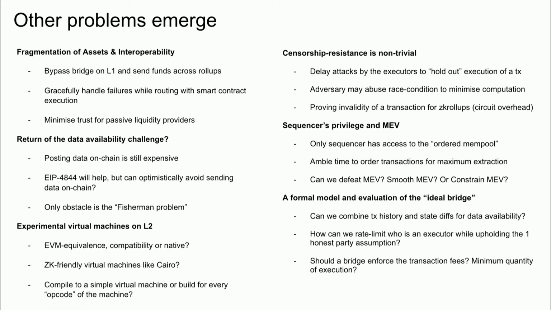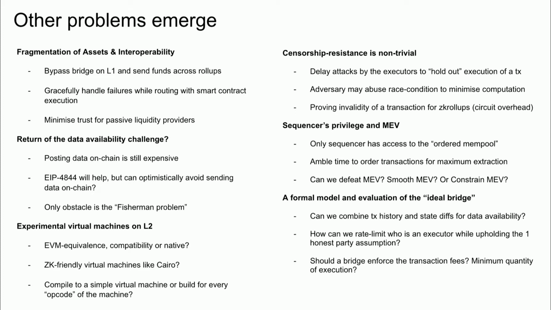But other problems emerge, and obviously I don't have a lot of time for this talk, but I'll summarize them. One is, what happens when you have 100 different rollups? The assets get fragmented between the rollups. So if I'm on Arbitrum, how can I quickly get my funds to Optimism? Or in fact, another cool idea is, what if I'm on Arbitrum, and maybe I want to go to Optimism, take a loan on Aave, maybe go to Starknet, perform a swap, and then bring the funds back to Arbitrum.